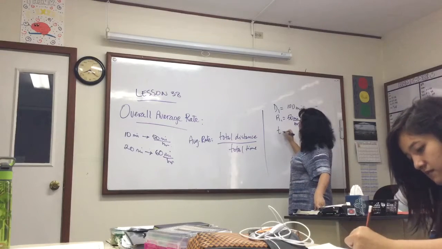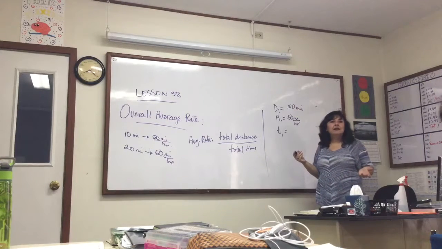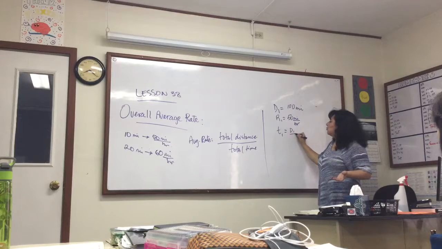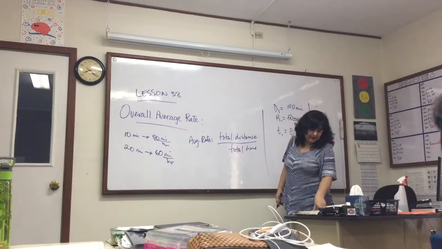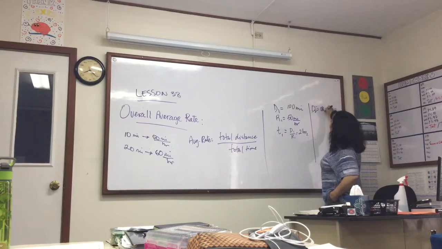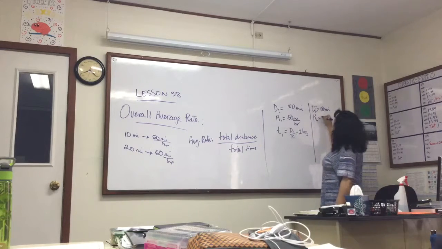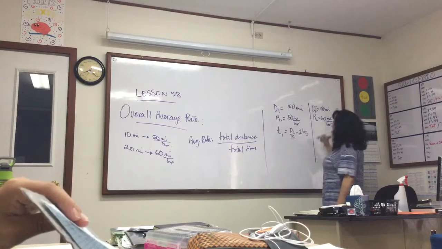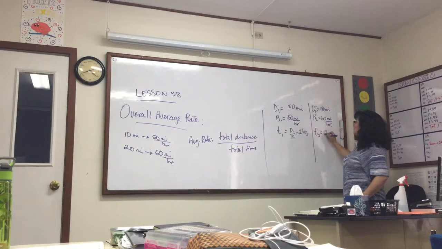Can we get time 1 if we have distance 1 and rate 1? We can. How do we get it? Distance divided by rate. Distance 1 divided by rate 1, which would be 2 hours. Then they drive for 180 miles, that's distance 2, at 60 miles per hour, that's rate 2. What would their time be? It would be 180 divided by 60, which is 3 hours. Very good.